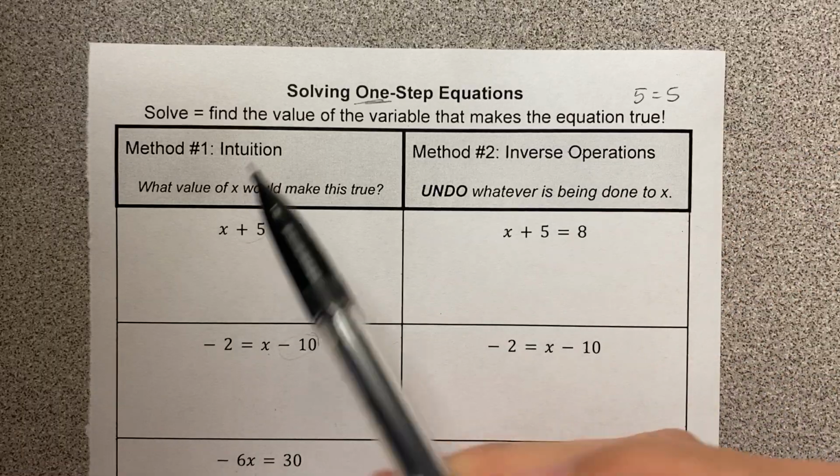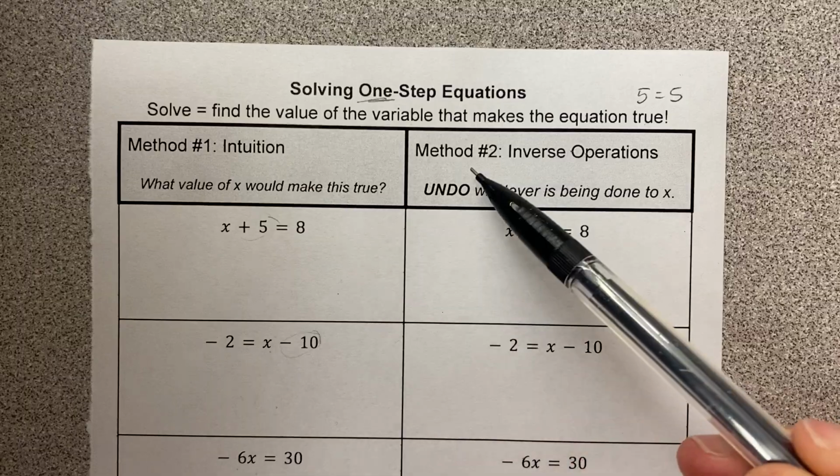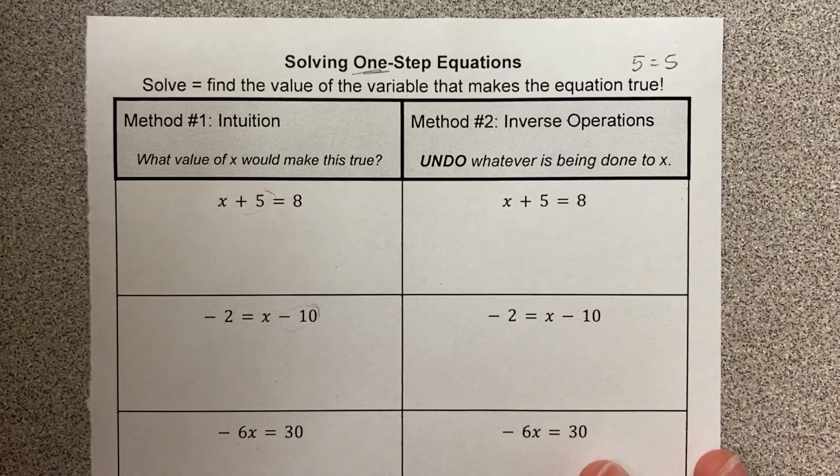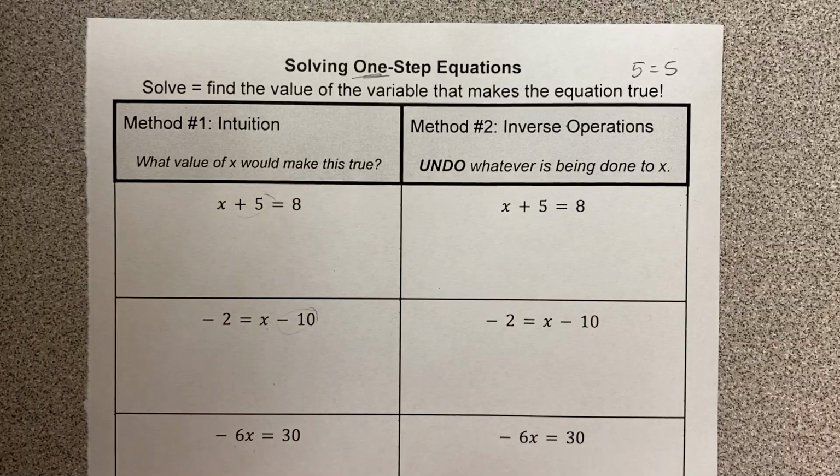Okay, that's true. So I'm actually going to show you two different methods. I'm going to do the same equations using two different methods so that you can understand that this is not magic. It's just, there's an answer and we have a couple different options we can use to figure it out.